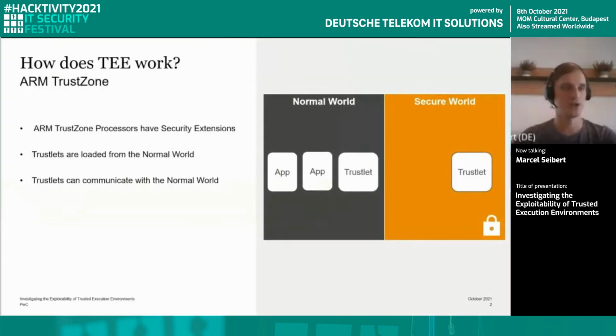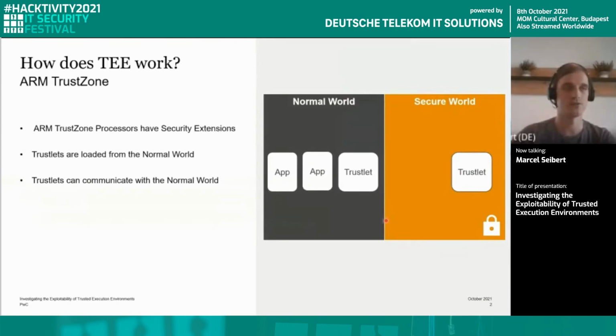So on the right side, you have an image showing a normal world and a secure world. So the idea behind the trusted execution environment basically is to separate the one world from the other world. So we have a strict line between them, and the normal world can't access the secure world directly, the memory and also the data in it.